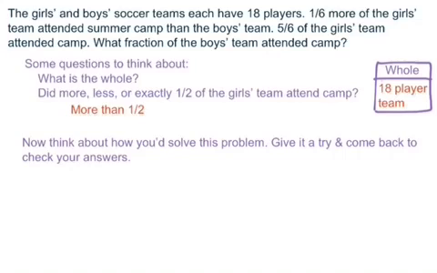So we can see that the whole is the 18-player team, or the team of 18 players. Either way is definitely right. And we should be able to see that more than half attended, because 5/6 of the girls' team attended, and half of 6 is 3. So 5/6 is definitely more than half, getting pretty close to the whole, right? All right, again, think about that problem. If you did do that before you came to this slide, that's great. You can just go on to the next one. If you haven't yet tried to solve the problem, go ahead and do that and then come back.